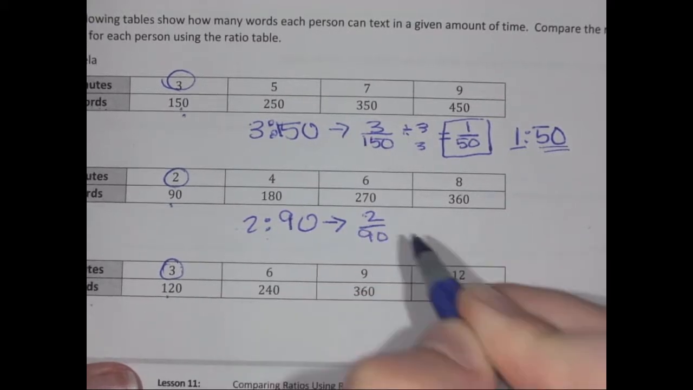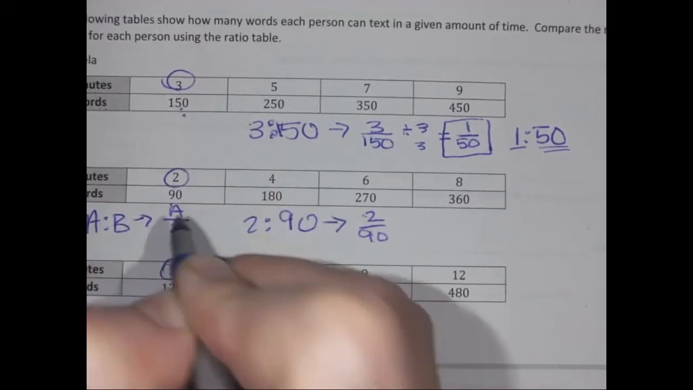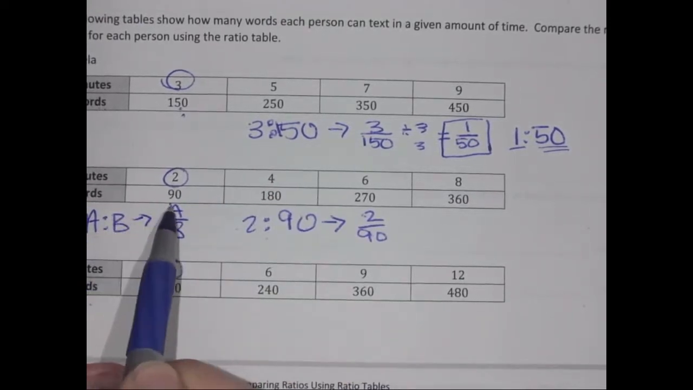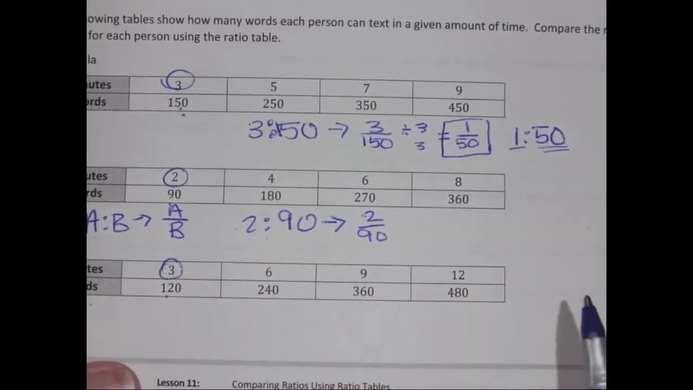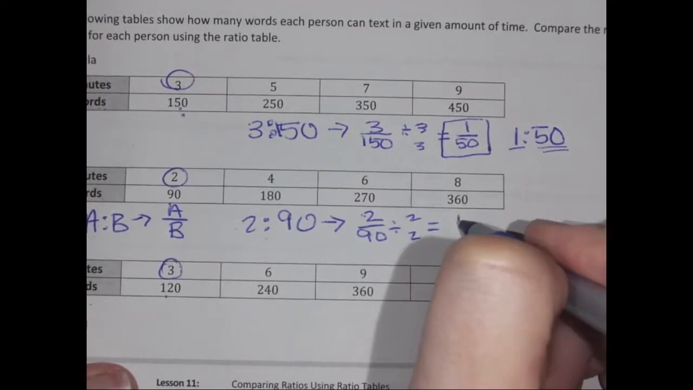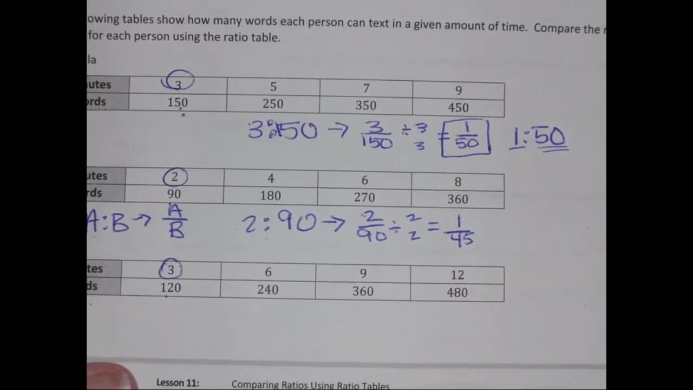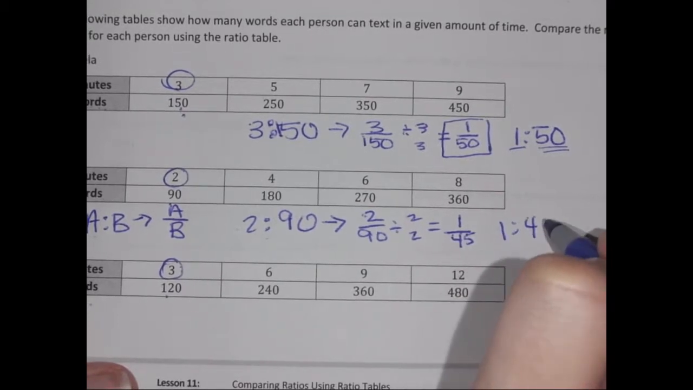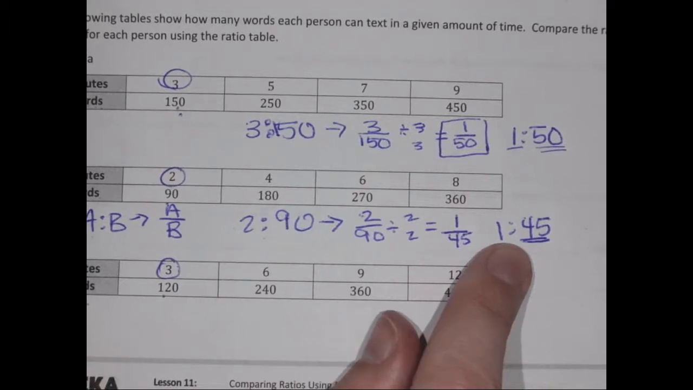Remember, order matters. So you have to always keep this in the back of your mind. First number goes on top. Okay. Can we do anything to this fraction? I can divide both sides by 2. 2 divided by 2 is? 1. 90 divided by 2 is? If I rewrite this as a ratio, what does it look like? 1 to 45. What does that mean, Ricardo? Jenna texts 45 words in a minute.